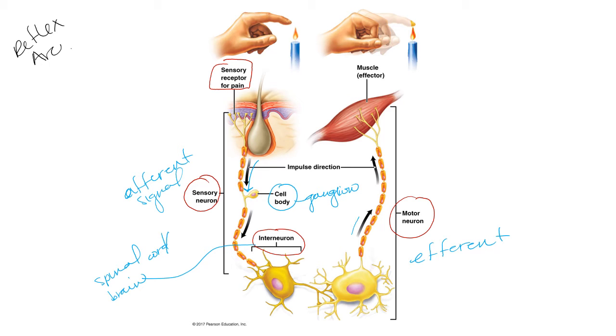So notice now our impulse is leaving. Motor neurons always act on a muscle. They're going to tell this muscle, hey, you better contract, and then we get our response, which is to pull our hand away from that hot flame.